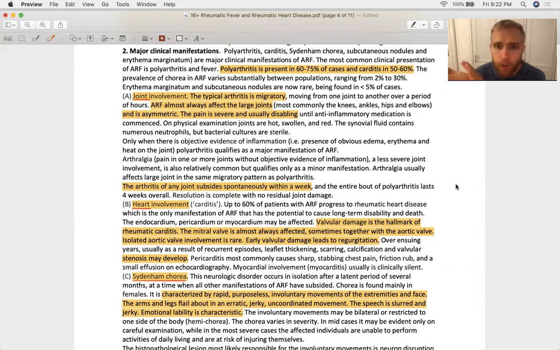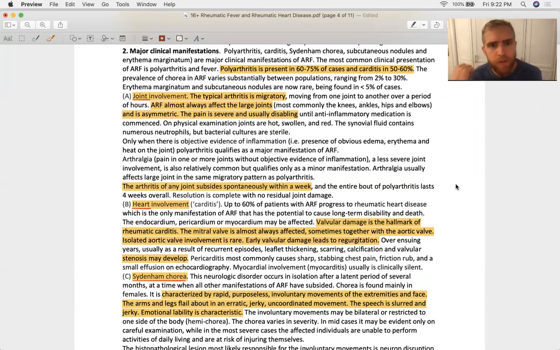Polyarthritis is the most common. The acronym JONES, remember that in the Sketchy video, we've got the 5 cupcakes with the J, the heart, the N, the E, and the S. And the Jones criteria, conveniently, there's a mnemonic for it. It's joints. The O is carditis, the heart. And then the N is nodules. The E is the erythema. And the S is Sydenham's chorea.